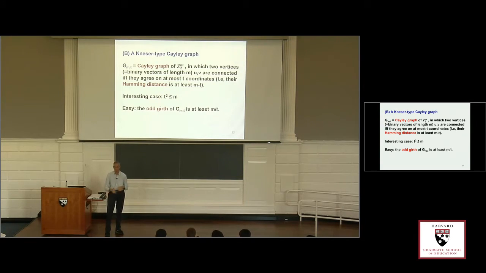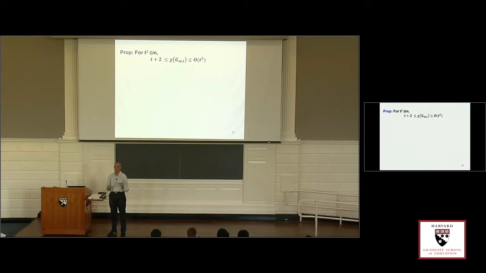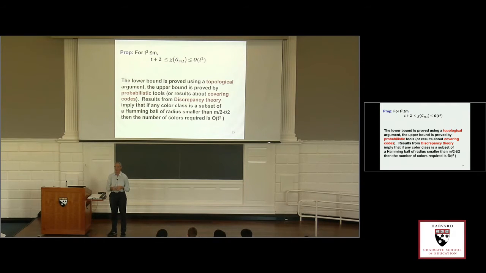And the question is, what is the chromatic number of this graph? One can show something. It's not difficult to see that the chromatic number is at least t plus 2. Maybe this can be improved a little bit, and at most t squared. And somehow it will be interesting to understand what it is in between. So I only wrote a few lines about it.